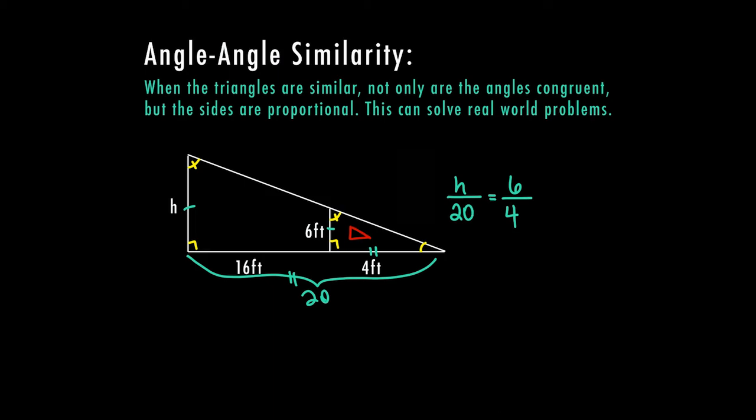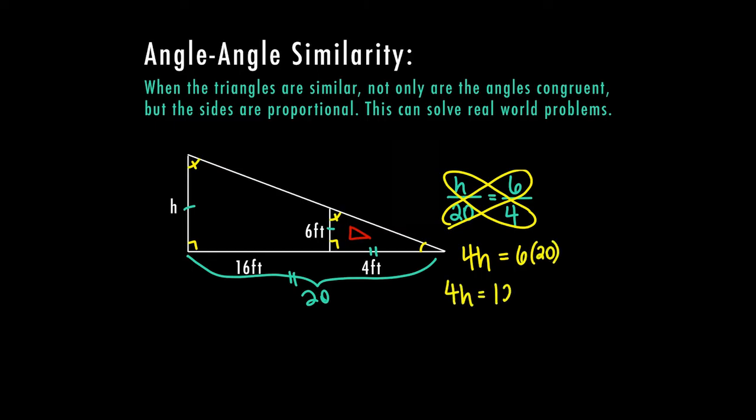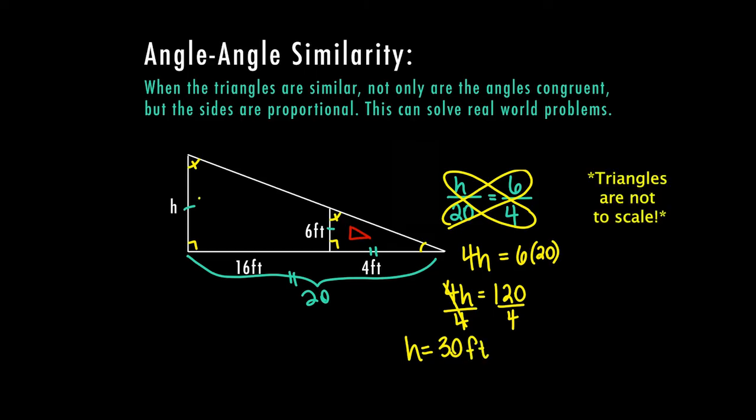Now I'm going to solve this just like I would any proportion, and I'm going to multiply my cross products because I do know that my cross products are equal. So 4 times h equals 6 times 20. So 4h equals 120. Then last, I'm going to divide both sides by 4. So that means h equals 30 feet. So this right here is going to be 30 feet tall.